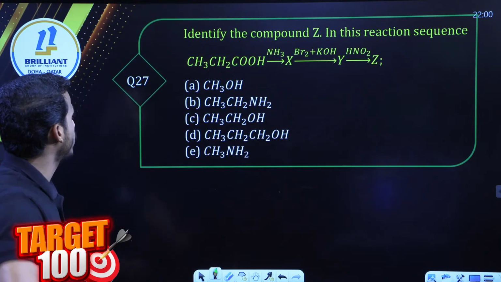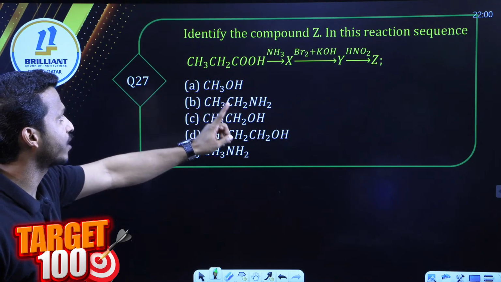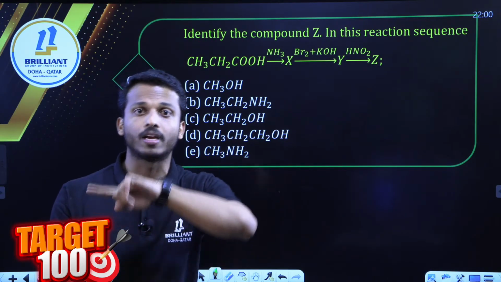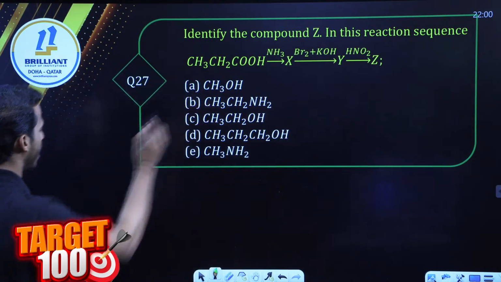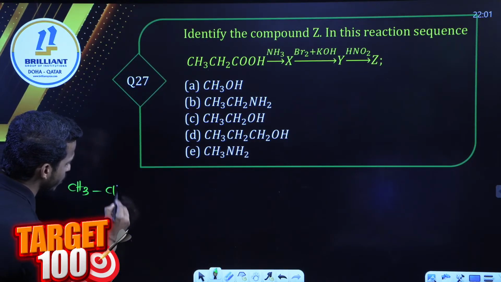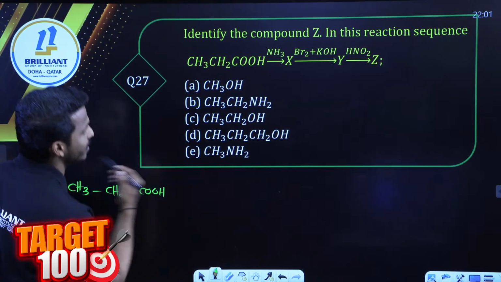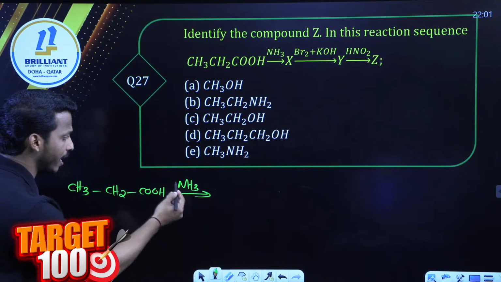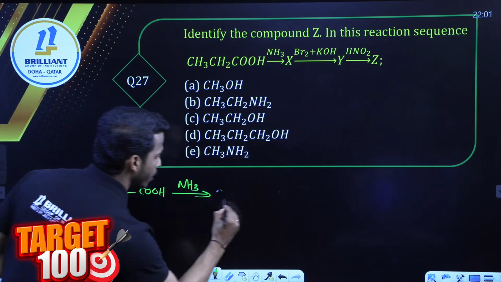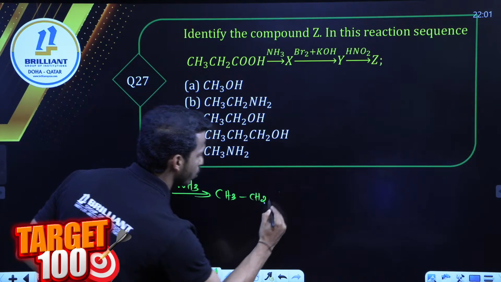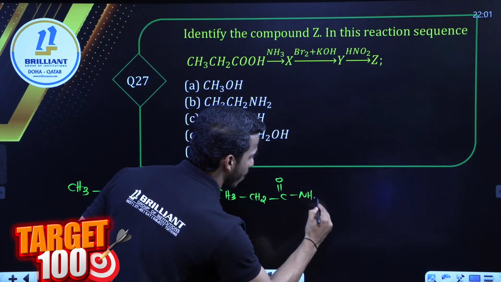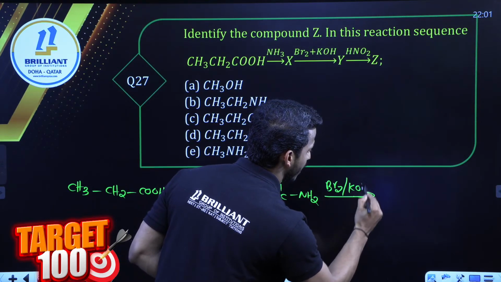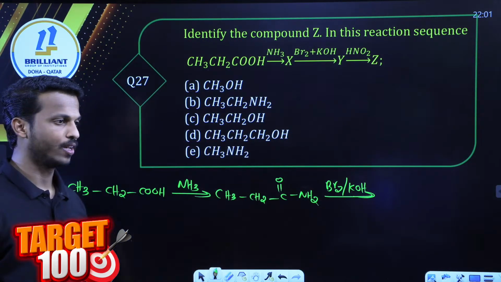Speed up. Next one, identify the compound Z in the reaction. Dear all, this is a combination of the aldehyde chapter with the amine chapter. Here I am doing that. CH3CH2COOH, propanoic acid, when treated with ammonia, you will get amide. So you will get CH3CH2CONH2, propanamide. Propanamide is treated with Br2 and KOH. Tell me dear all, what is the name of this reaction?